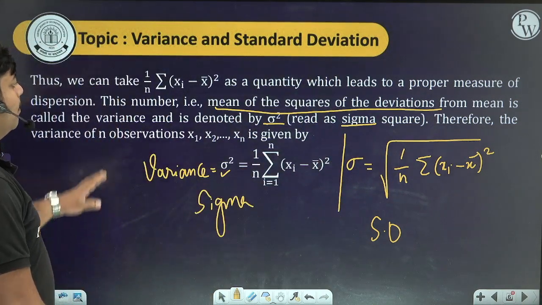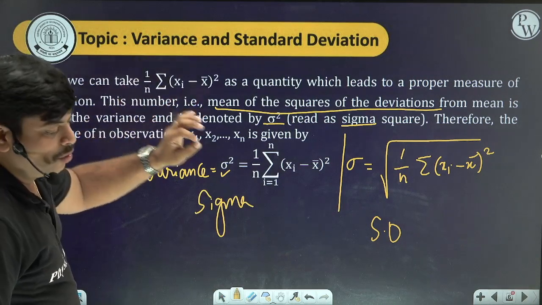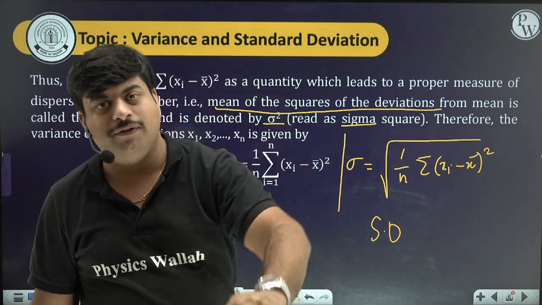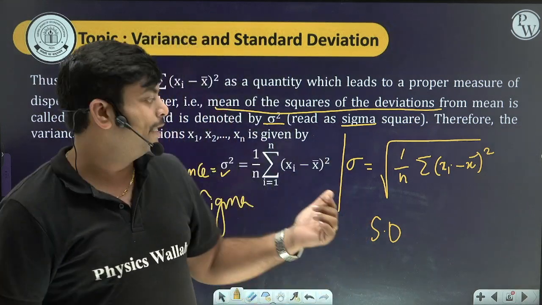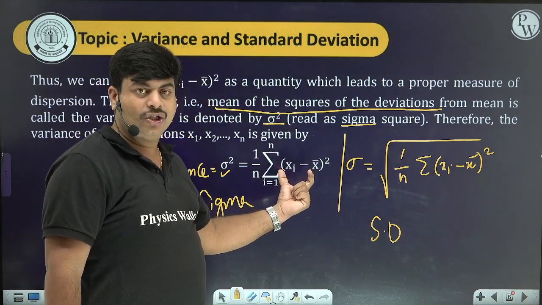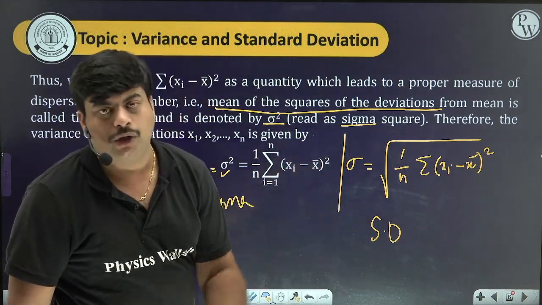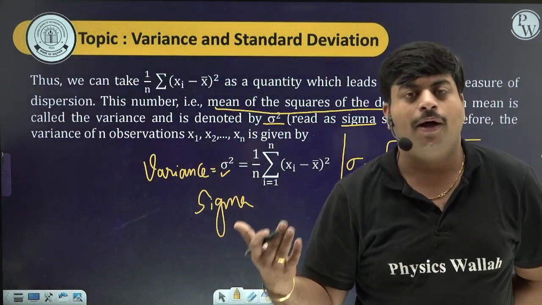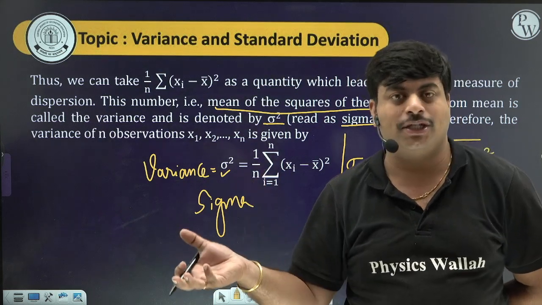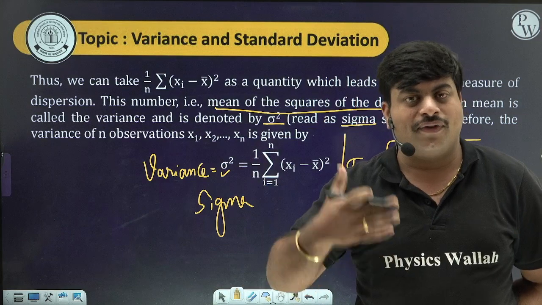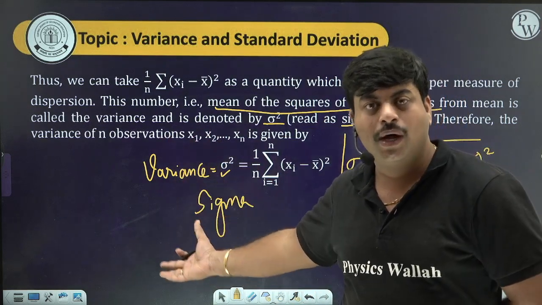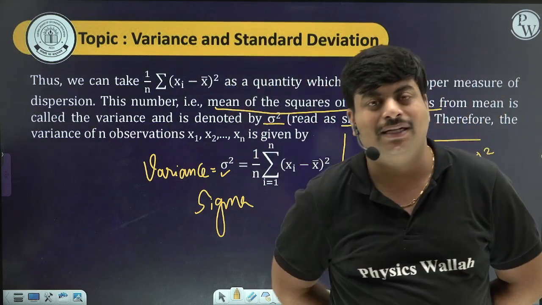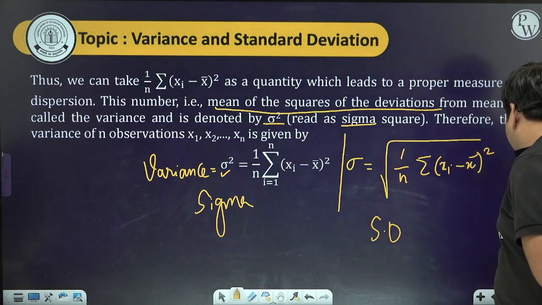Once again, see that instead of taking the deviations directly, instead of taking the absolute values of deviations, we are coming to the new step, that is, we are taking the squares of deviations, then summing all those and dividing by n to give the mean, right? The mean of squares of all the deviations will give you sigma square, which is variance. The square root of that complete thing will give you standard deviation. Clear? Right. So let's move forward.